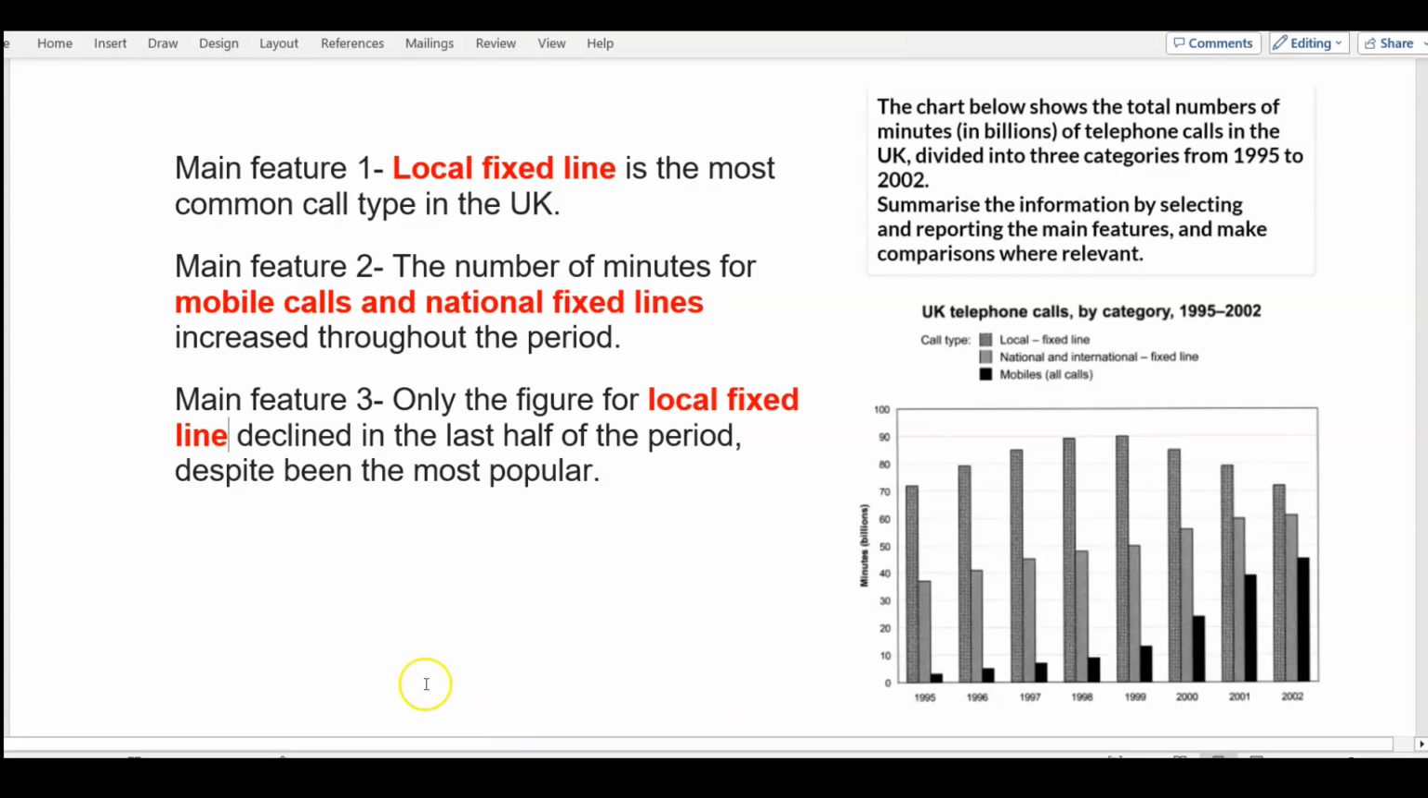Now let's move on to static graph. We are now moving on to the type that does not have any time period, or just a single time period. So we look at that one too and look at the type of questions we can ask ourselves and how we can get the main features. So let's go to static graph.